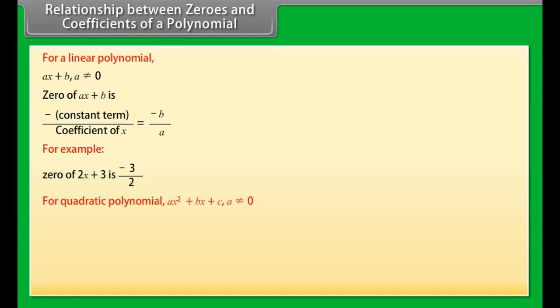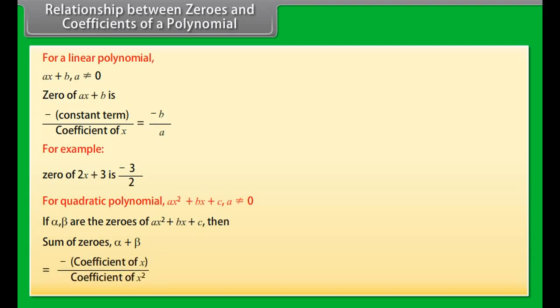Relationship between zeros and coefficients of a polynomial. For a linear polynomial ax plus b, a is not equal to 0, zero of ax plus b is minus constant term upon coefficient of x, which equals minus b upon a. For example, zero of 2x plus 3 is minus 3 upon 2.